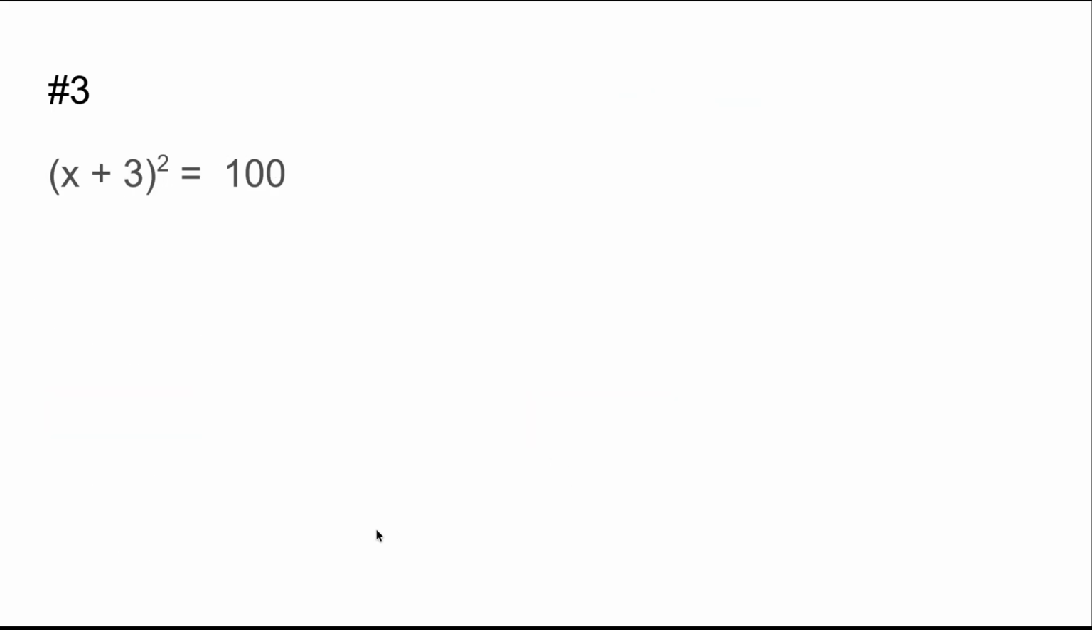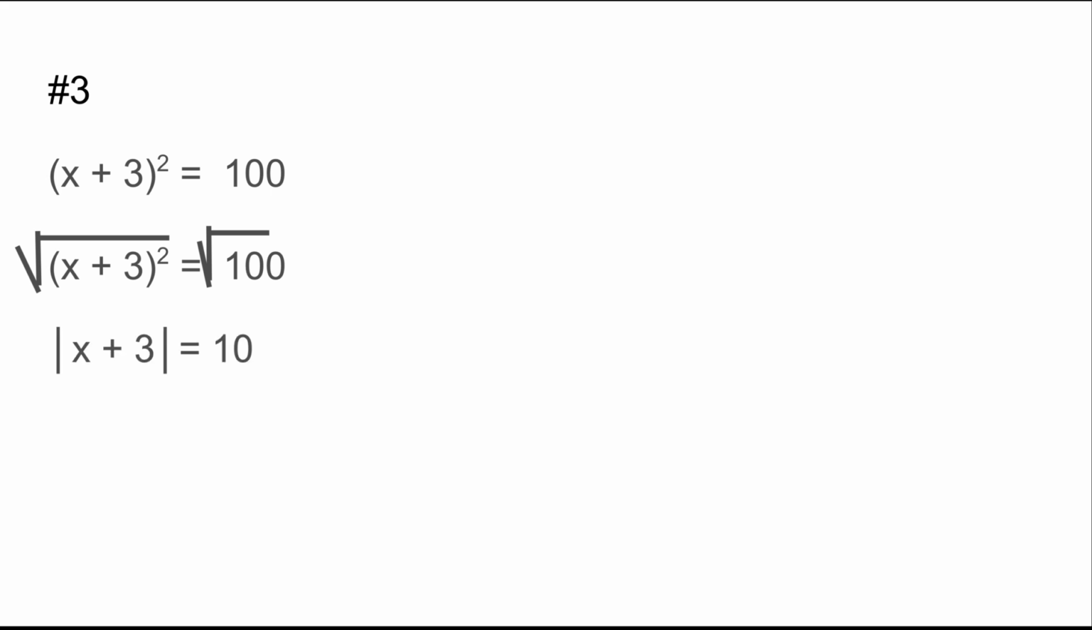Okay, let's keep practicing. So x plus 3 squared equals 100. We're going to take the square root of both sides. That will give us the absolute value of x plus 3, which eliminates the square root and the square. And then the square root of 100 is a perfect 10. So we leave it as 10.